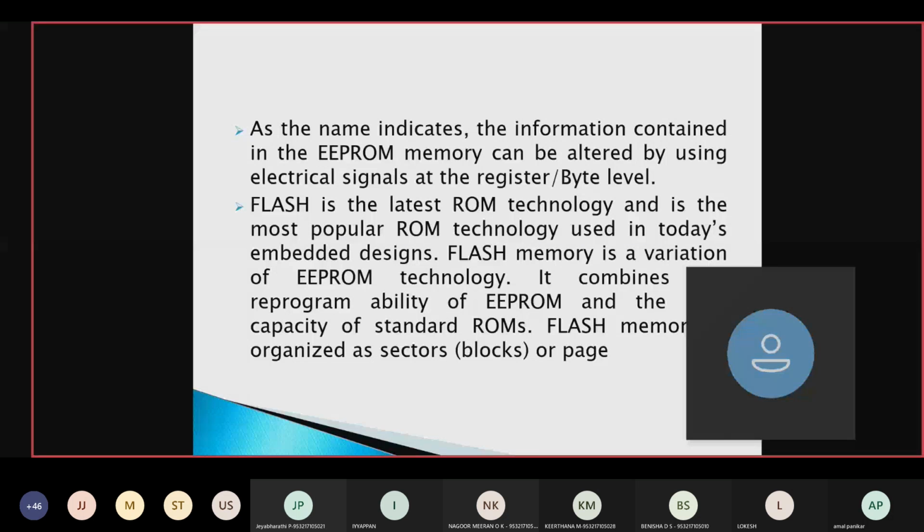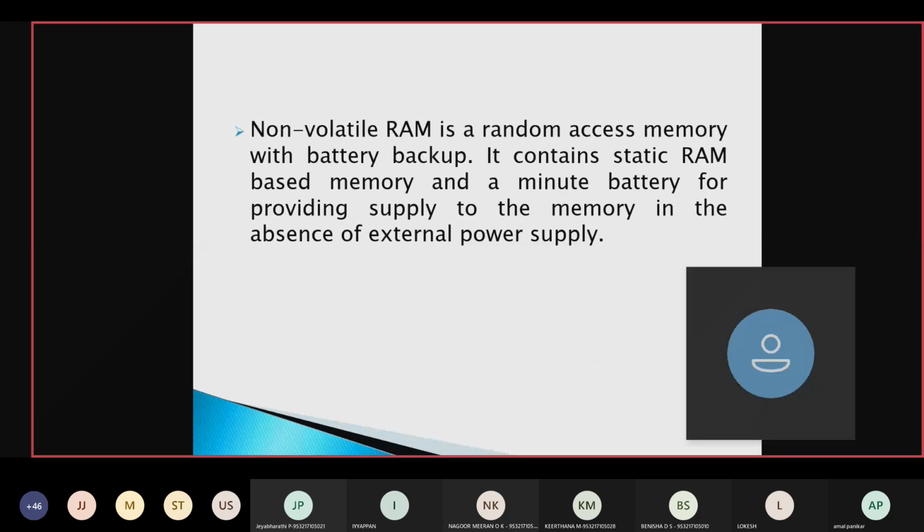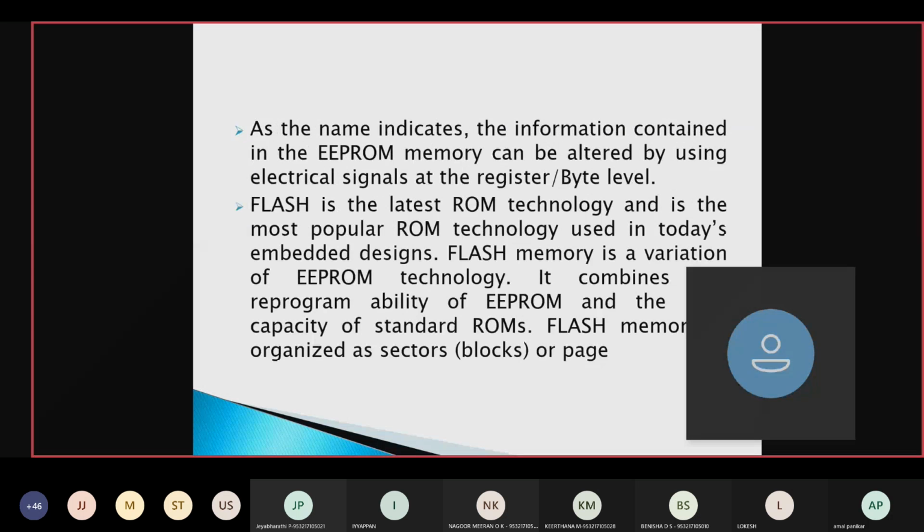Next, Flash. Nowadays Flash programming, Flash is going to be utilized in most recent technology. Every embedded system is now using Flash. The Flash memory is one of the variants of EEPROM, electrically erasable PROM. The difference is that we can program it multiple times, rather than the EEPROM. So we can program multiple times, and that is going to be called flash memory.